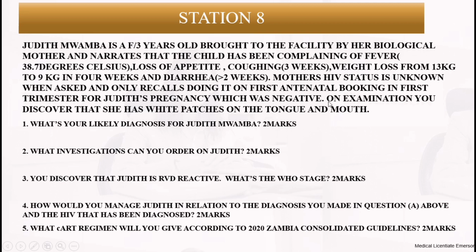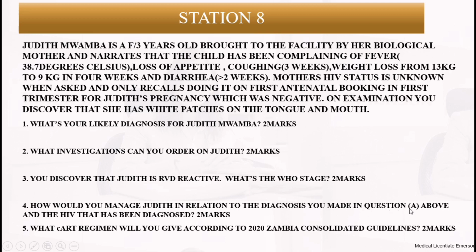Then on examination, you discover that she has white patches on the tongue and mouth. Then question 1, what is the most likely diagnosis for Judith Mwamba? Then what investigations can you order on Judith? You discover that Judith is RVD reactive. What's the WHO stage? Then how would you manage Judith in relation to the diagnosis you have made in question A?